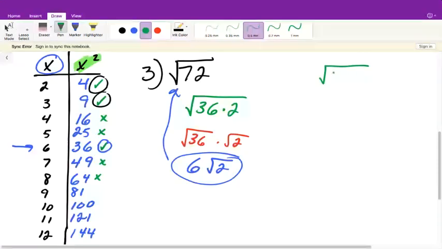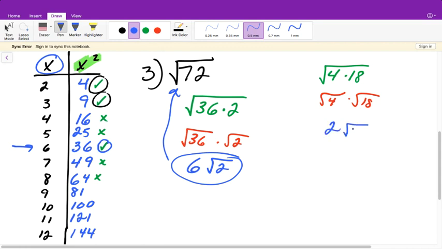If I rewrote 72 as 4 times 18, and then I separate them, well, 4 times the square root of 18, well, the square root of 4 I know is equal to 2. And if I look, we already did the square root of 18. We just did it in the last question, so I know this can still be simplified. So if you pick a smaller number, it's not the end of the world.